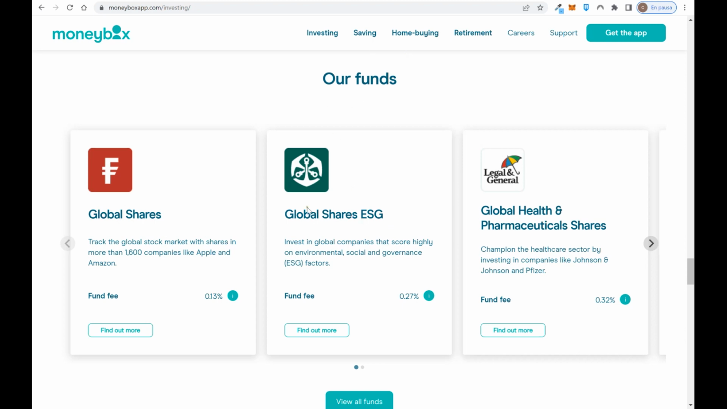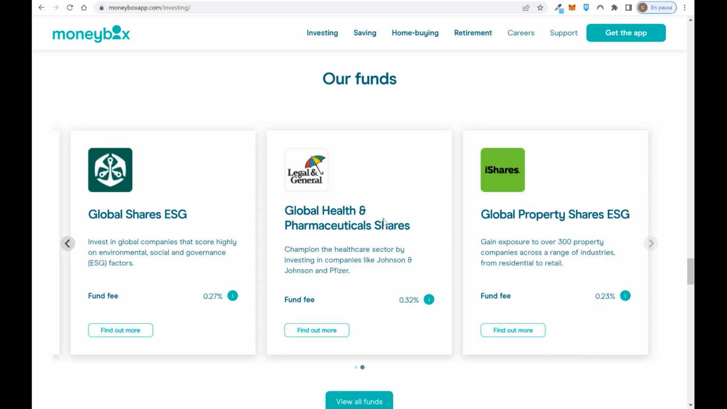Which alternatives are available in regards to funds to invest in? For example, global shares that focus on ESG, if you want to invest in global companies that score highly on environmental, social, and governance factors. You also have the alternative to invest in pharmaceuticals, for example, property, and more.